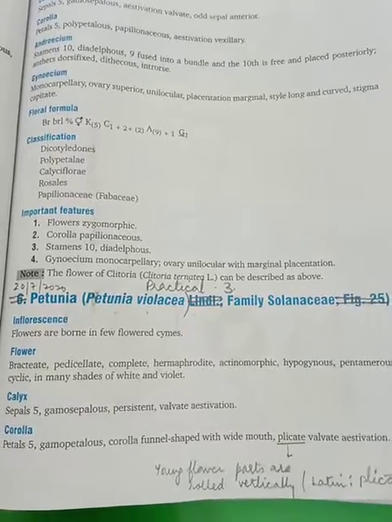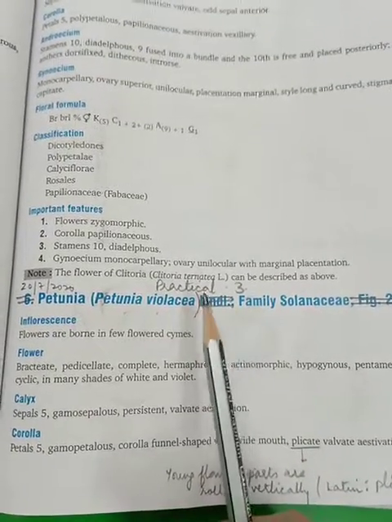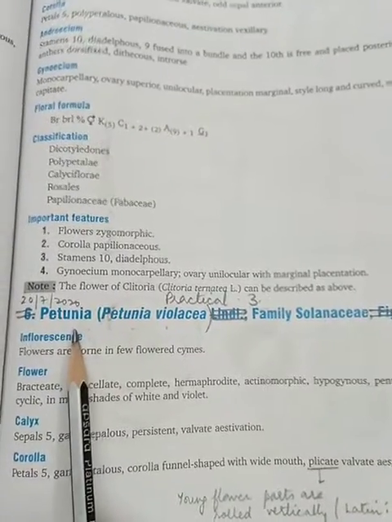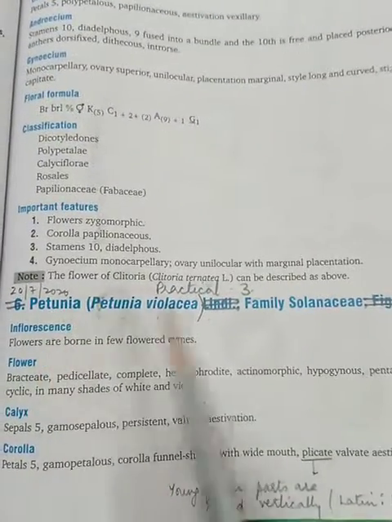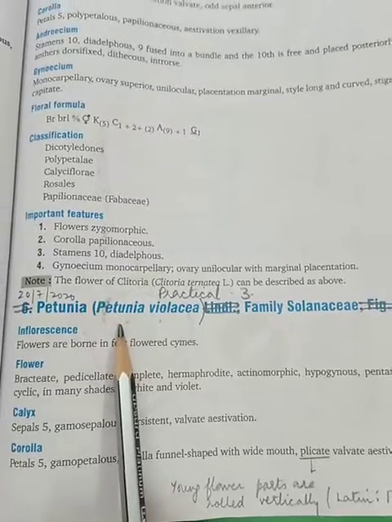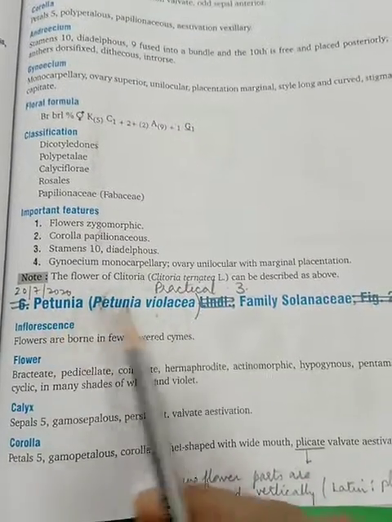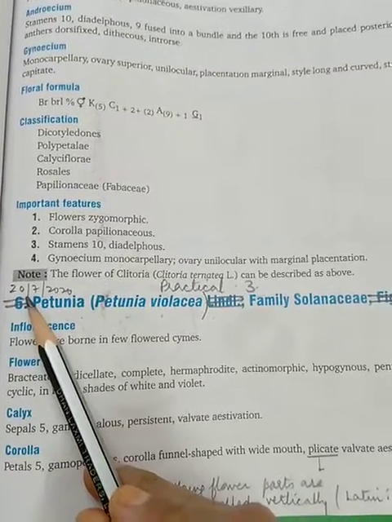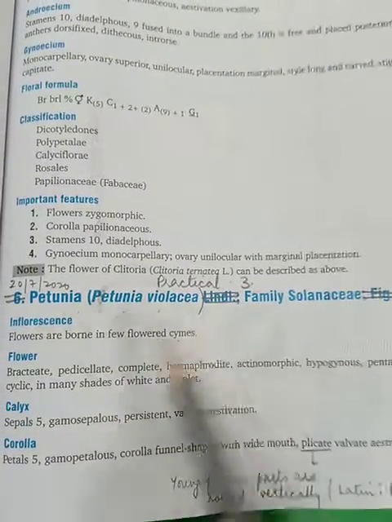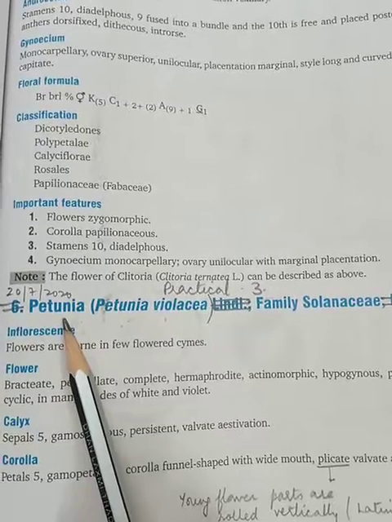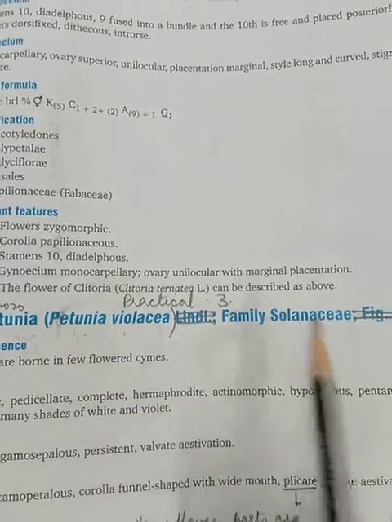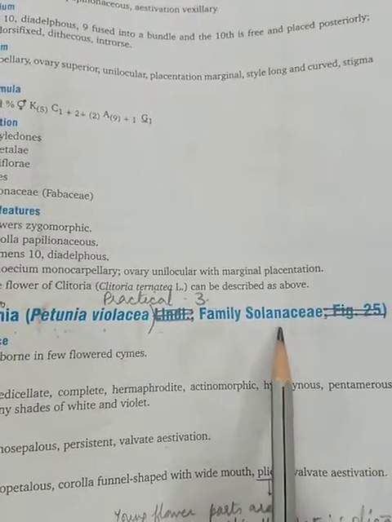Good afternoon, children. Our practical assignment 3 today is on a flower, petunia. So as usual, children, since you have already done 2 flowers earlier, on a new sheet, write down today's date. It's 20th July, practical number 3, and the flower's name is petunia. Complete name is Petunia violacea, under family Solanaceae.